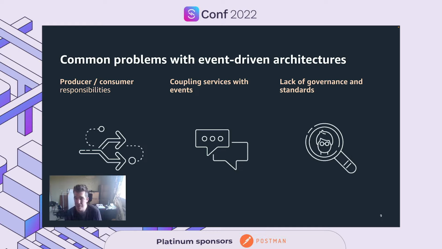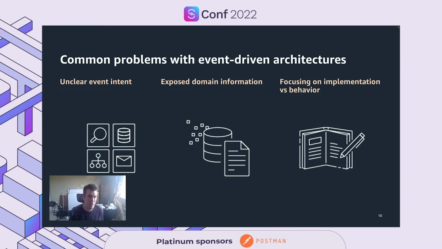Lack of governance and standards as time goes on. Should you be thinking about your event design and the impacts that has on your organization, even to the point of the event naming itself, the unclear event intent? What is the name of our events? Are they past tense? Are they things that have happened? Is it clear what we're looking at?